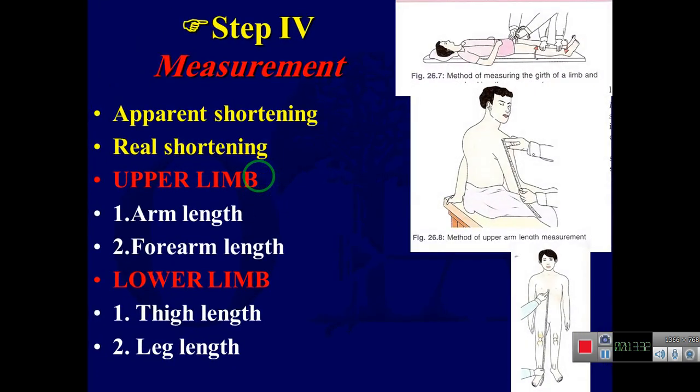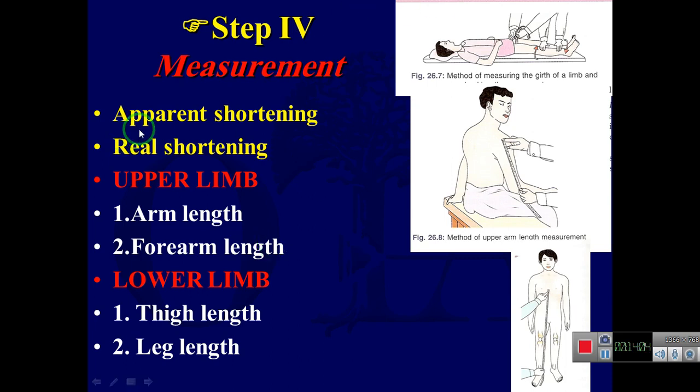The last step is the measurement to know the limb length. This measurement is taken between two fixed bony points and always compared with the normal side. And also to know the girth of the limb to detect any wasting of the muscle. The circumference of the limb is measured at a fixed point on both sides, for example, 18 cm above the joint line in the thigh.